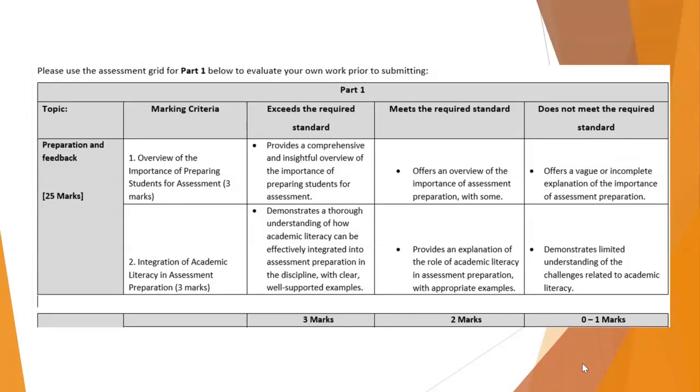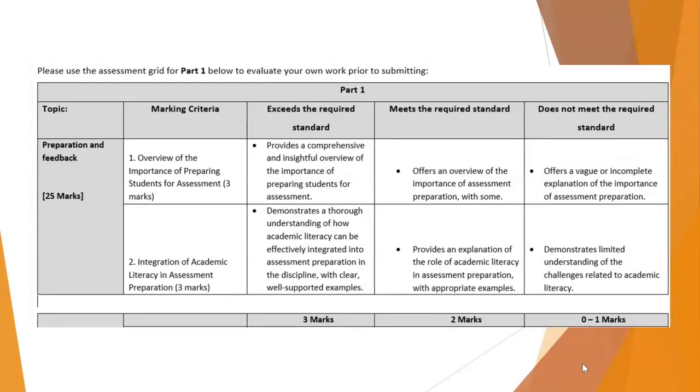And I think, like previously, somebody asked, is 3 points sufficient? If your 3 points demonstrate a comprehensive and insightful overview, then your 3 points are enough, okay? Provides a comprehensive and insightful overview of the importance of preparing students for assessment. So just make sure that you are not going into too much here. So just provide the importance, okay?